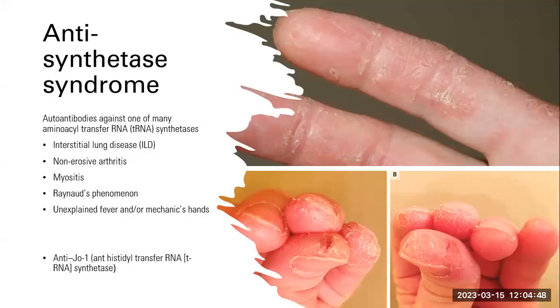Out of this, there is a particular syndrome called antisynthetase syndrome, which is a famous MCQ as well. This is when you have autoantibodies directed against aminoacyl tRNA synthetases, where the patient has characteristic manifestations of interstitial lung disease, non-erosive arthritis, myositis, Raynaud's phenomenon, and unexplained fever and/or mechanic's hands. The picture shows mechanic's hands, where you can get splitting of the fingertips and the sides of your fingers. The characteristic antibody present in this syndrome is anti-Jo1 antibody.